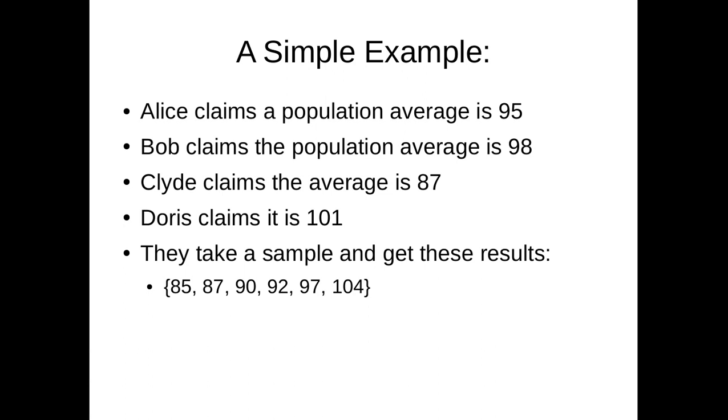Bob claims it's 98, Clyde claims it's 87, and Doris claims it's 101. Each of these 4 people has a different claim, so for each of them, they have a different null hypothesis. They take a sample and get the following results. All of them share their data, even though they have different claims.